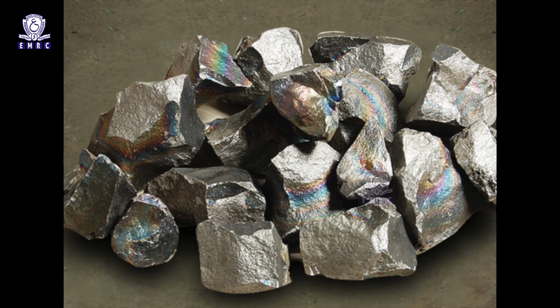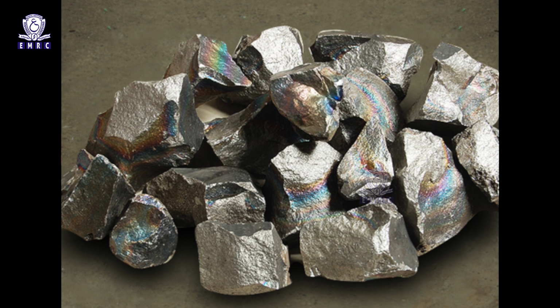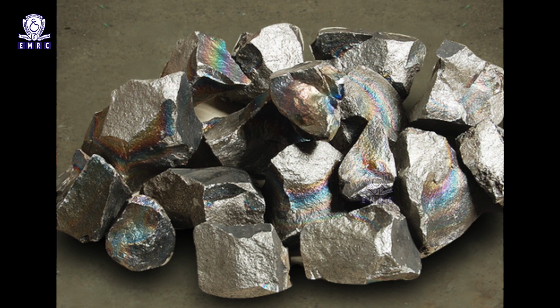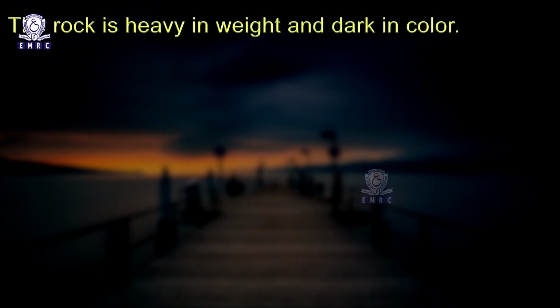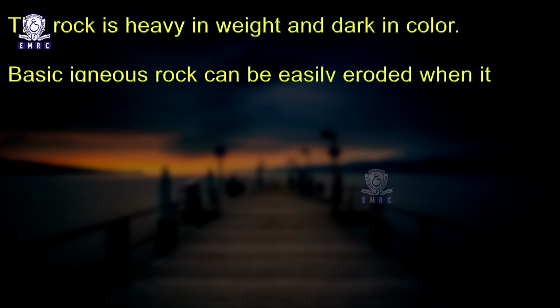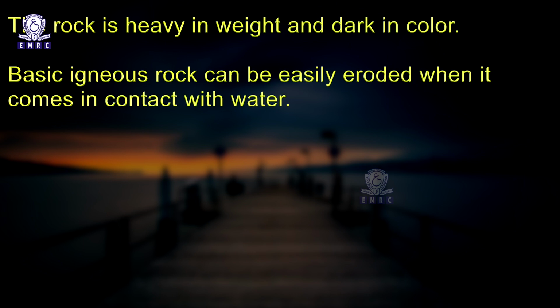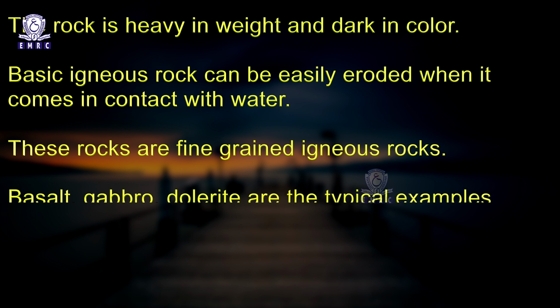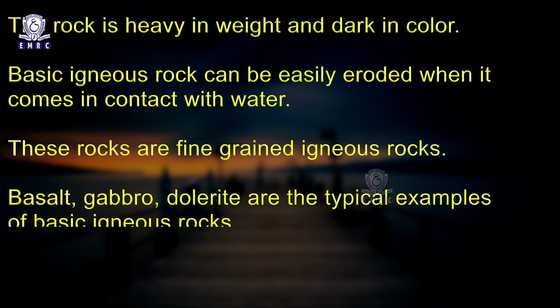The silica content in basic igneous rocks varies between 45 to 60%. Their average density ranges from 2.8 to 3.0. Basic igneous rocks predominate in ferromagnesian minerals. The rock is heavy in weight and dark in color. Basic igneous rocks can be easily eroded when they come in contact with water. These rocks are fine-grained igneous rocks. Basalt, gabbro, dolerite are the typical examples of basic igneous rocks.